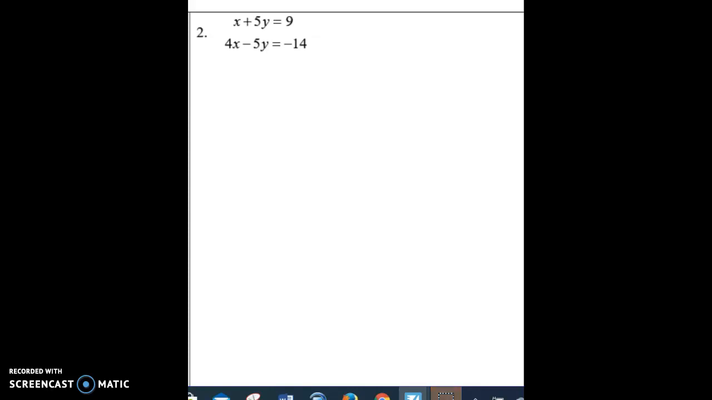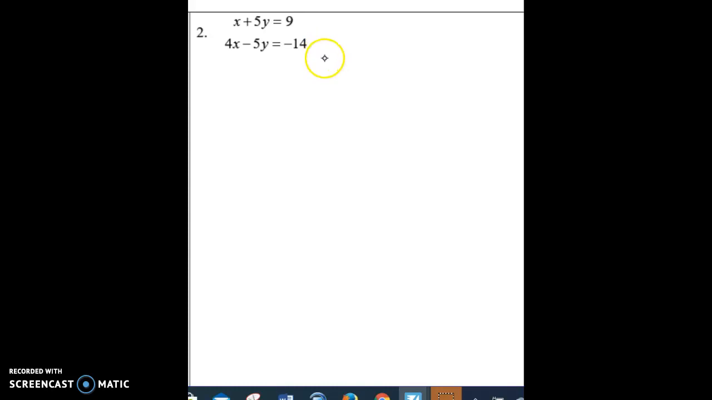Okay, so in this second example, we're going to do the same thing, which is elimination. And what we're checking for is that the x's line up, the y's line up, the equal signs line up, and the constants line up. We could actually solve this pretty easily by substitution because this x could be solved for by itself easily by subtracting 5y, but let's try elimination. Elimination would probably be easier for this problem.